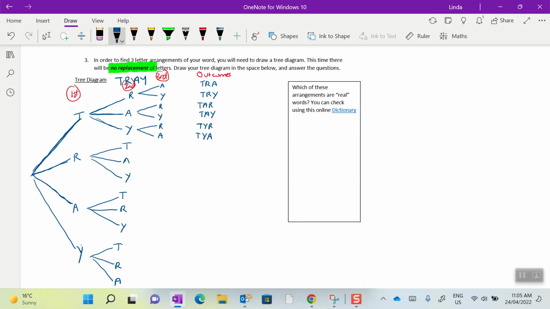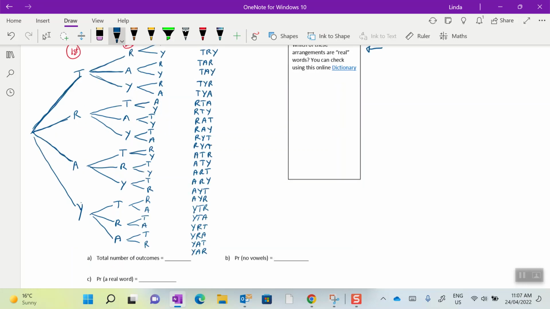You might understand what's happening now, and you can pause the video, or I'm going to continue with my letters, and you might start doing this with your four-letter word. So I've finished all my outcomes, all my three-letter words, and I've added them up, and there's a total of 24 words there. Not all of them make sense, but there's 24 three-letter words.